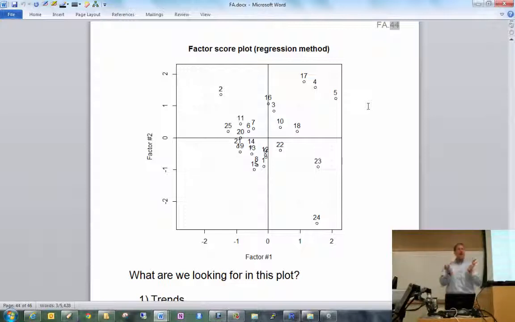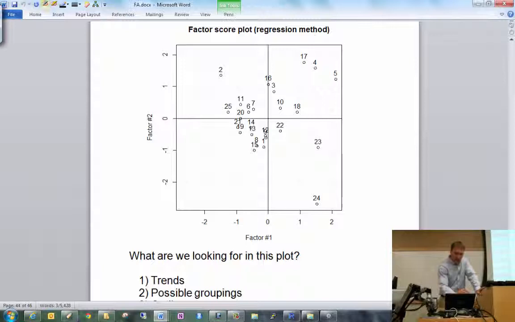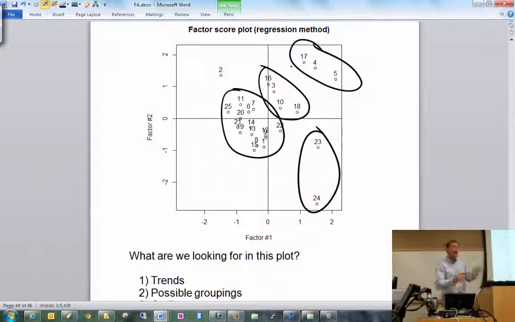And what I've done is I've labeled each of the points with the corresponding observation number. And so what we're looking for, I should say, are possible trends, groupings, or maybe even outliers in this plot, just like what we did with principal component scores. So we can see, for example, that we have 17, 4, and 5. They're kind of close to each other. Maybe that might be one grouping. Maybe 23 and 24. And depending upon how you want to take into account these common factor scores in the middle, you might have something that looks like this, or maybe you might even group those middle ones all together.